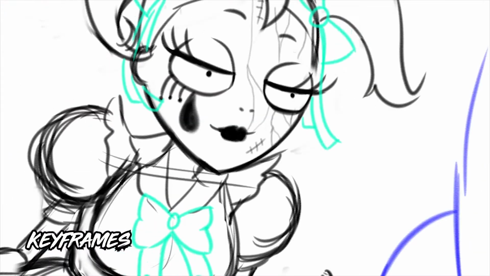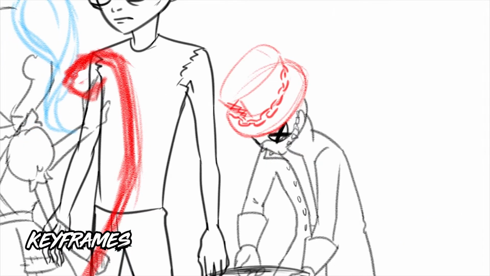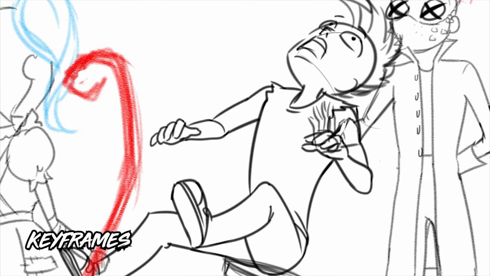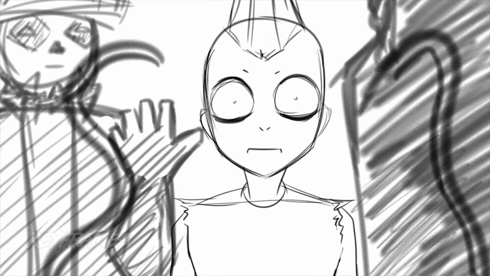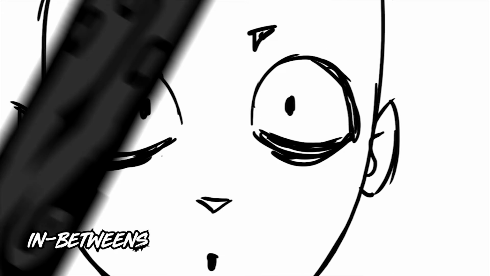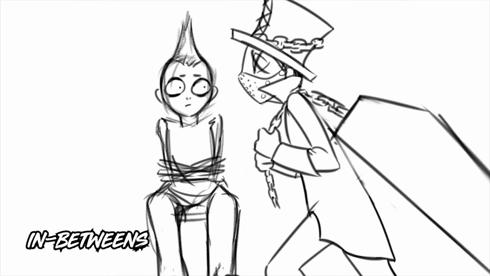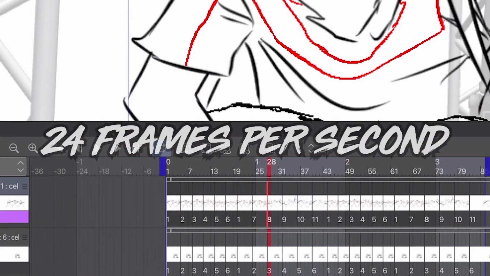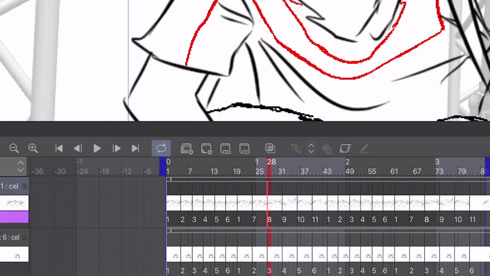Keyframes are the start and end frame of an action. They're the most important frame that will make or break your animation, while in-betweens are frames between keyframes. These frames will smoothen the motion of animation. And most traditional animation have 24 frames per second, so that would be 24 illustrations in 1 second.